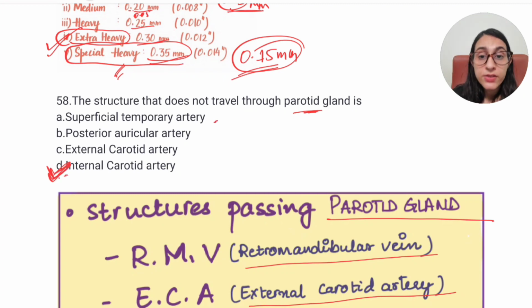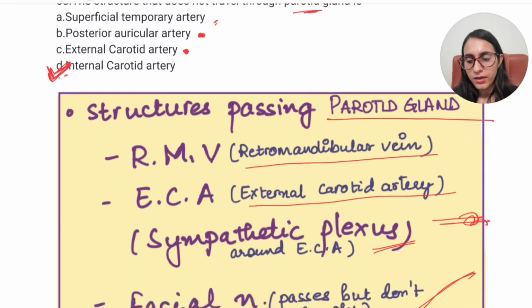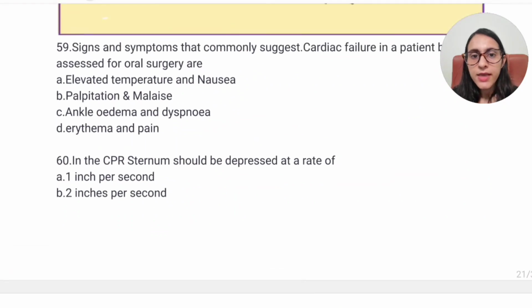The superficial temporal artery is a branch of the external carotid artery. As I told you, the external carotid artery travels through it. So it is a branch of the external carotid artery and supplies blood to the scalp and the face. The posterior auricular artery is also a branch of the external carotid artery, and it supplies blood to the ear and the surrounding area. The external carotid artery, as I already told you, is the structure that passes through the parotid gland. So the answer to this question becomes internal carotid artery.